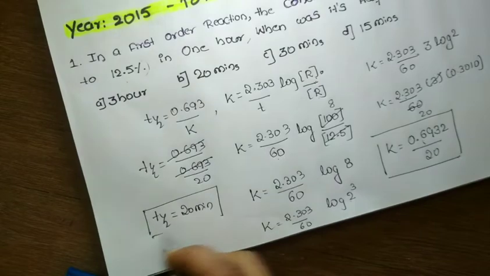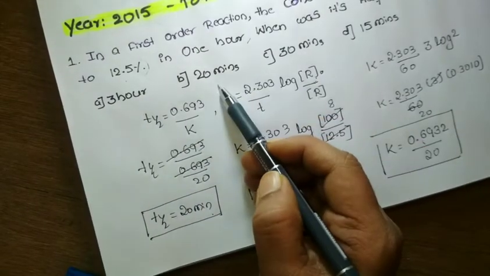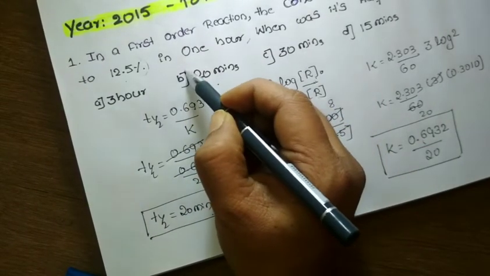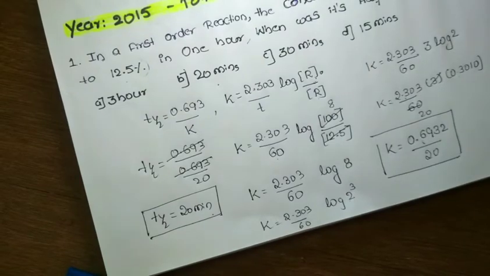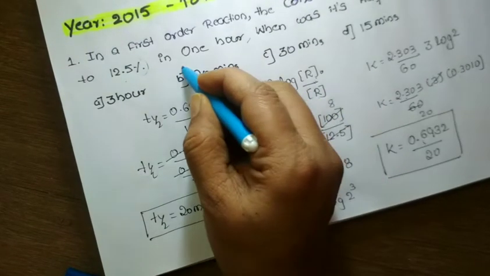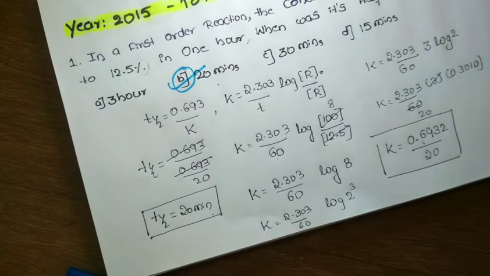So the answer here is option B, which is correct. That is 20 minutes. This is how you need to solve. There are some other shortcut methods also available, but it is better if you remember this formula, so you can solve it very easily.